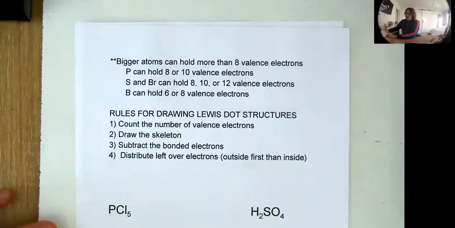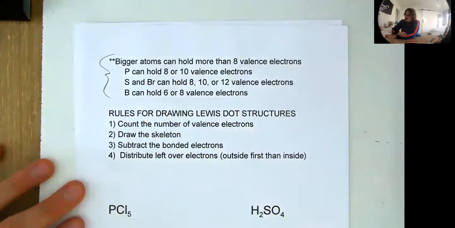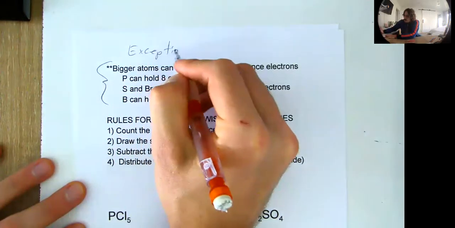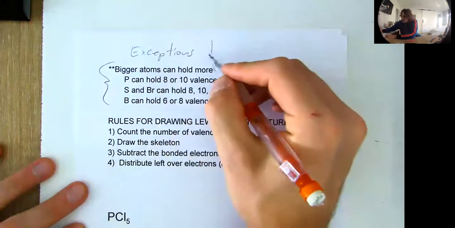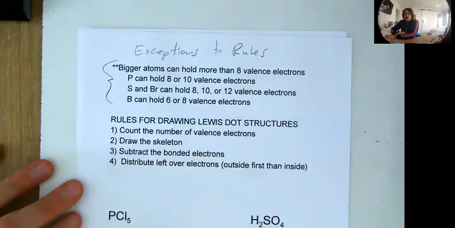Okay, more rules. Here they are. We got there. So everybody write this down. These are the exceptions to the rules. They're new rules. Okay, write those down.